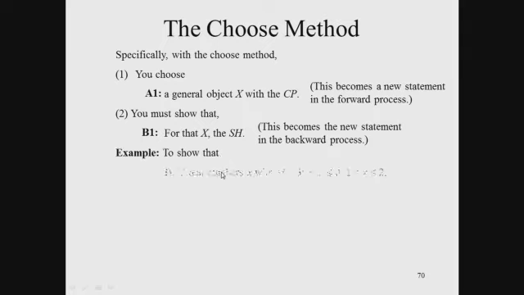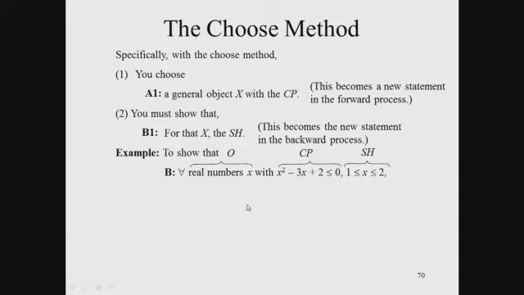For example, to show that for all real numbers x with x squared minus 3x plus 2 less than or equal to 0, x is between 1 and 2. Let's take a look at this for all statement. What are the objects? Real numbers x. What's the certain property? x squared minus 3x plus 2 is less than or equal to 0. And the something that happens?